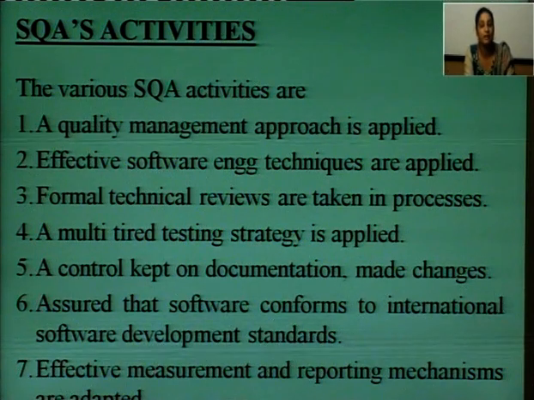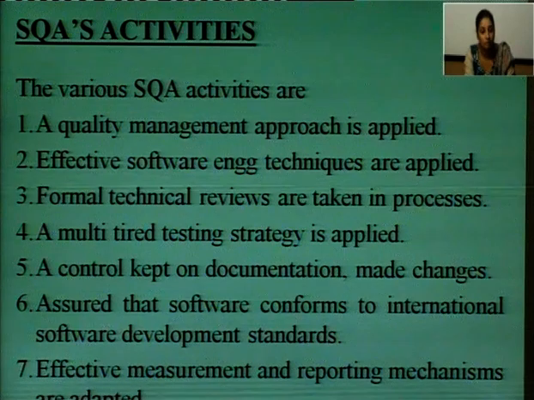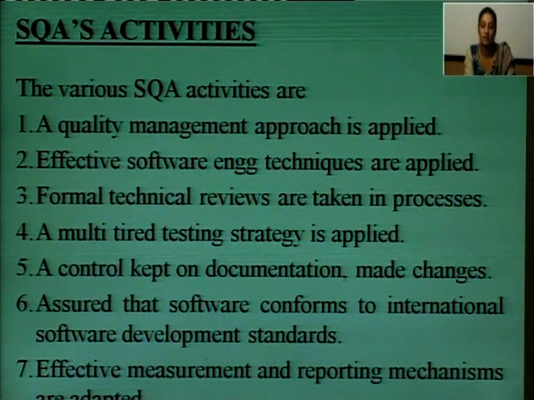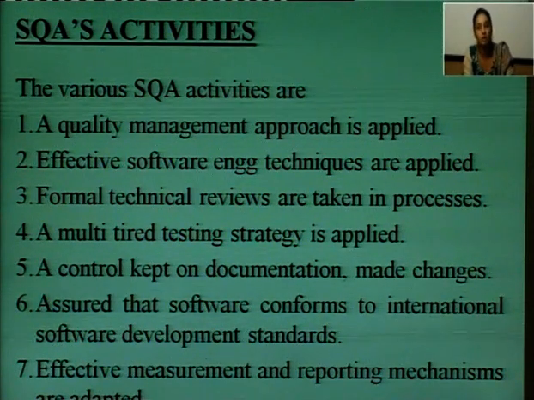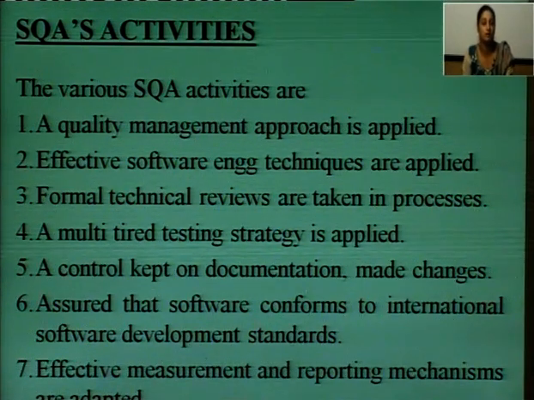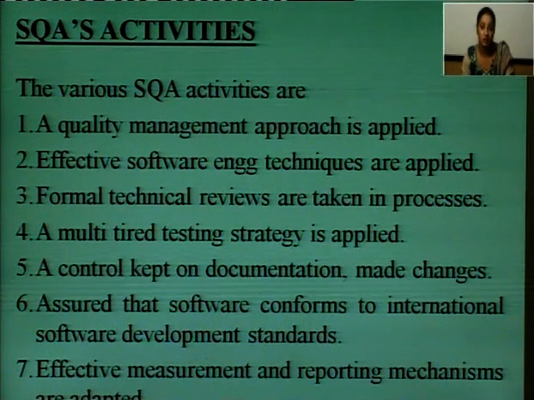Effective measurement and reporting mechanisms are adopted. If any error occurs, then an effective method is given to the user to report that error. So these are the activities which are done by software quality assurance. It makes sure that the quality of the system is retained. The quality of the system should be good.